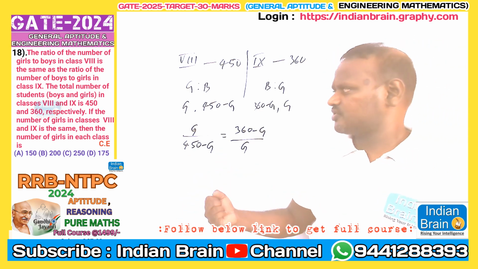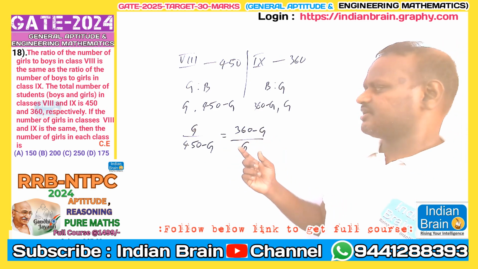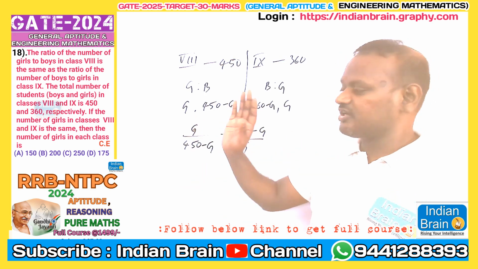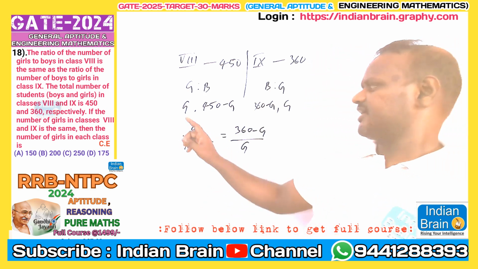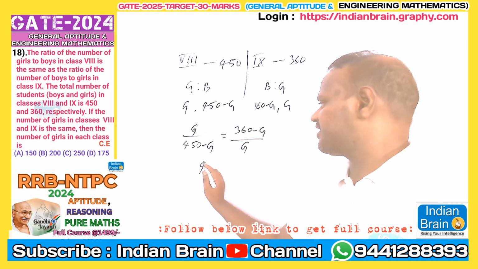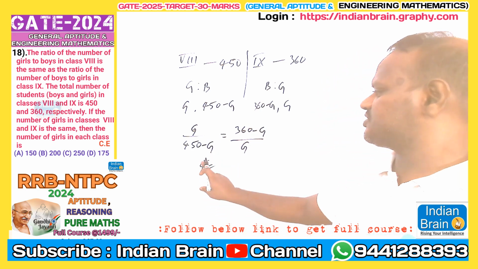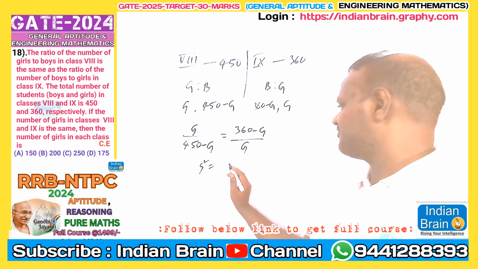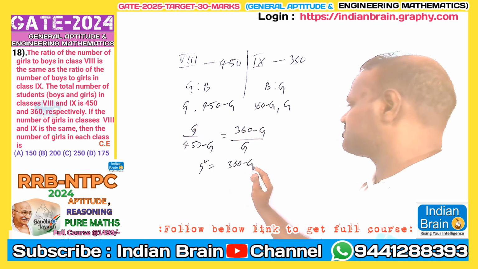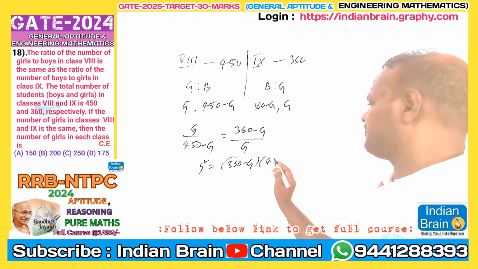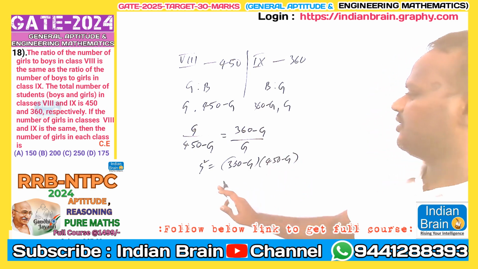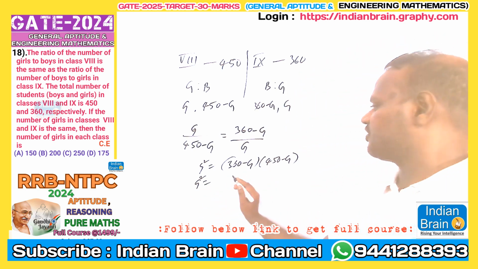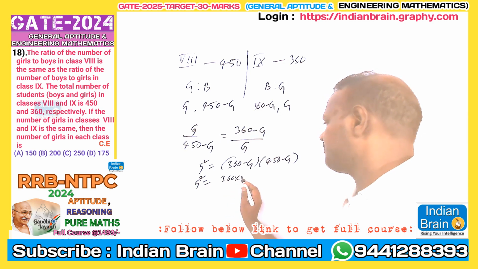I want the G value. Of course, here we have one more condition: the number of girls is equal in both classes, girls will be common. That's why I can go for only G. Just multiply directly. G into G, G square, is equal to 360 minus G into 450 minus G. Very easy. G square is equal to 360 into 450, don't multiply now. 360 into 450, first term.